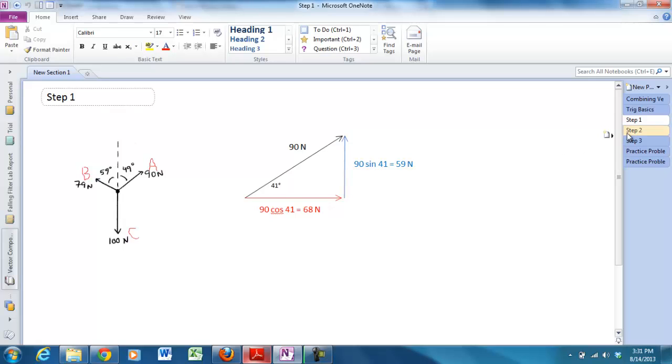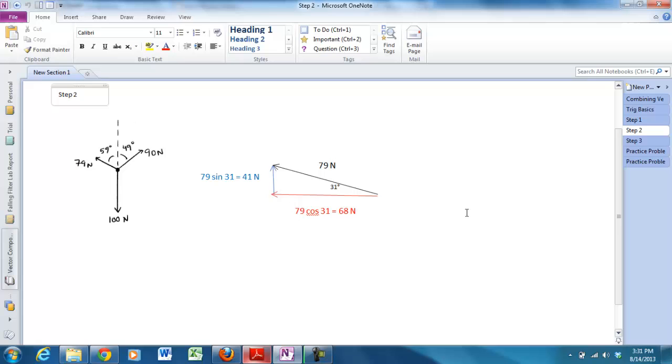Then we'll go on to the next vector, which is vector B, which is pointing in the opposite direction. We're given the hypotenuse is 79, the angle relative to the horizontal is 31, and our horizontal component is 79 cosine of 31, which is 68, and our vertical component is 79 sine of 31, which gives us 41 newtons.